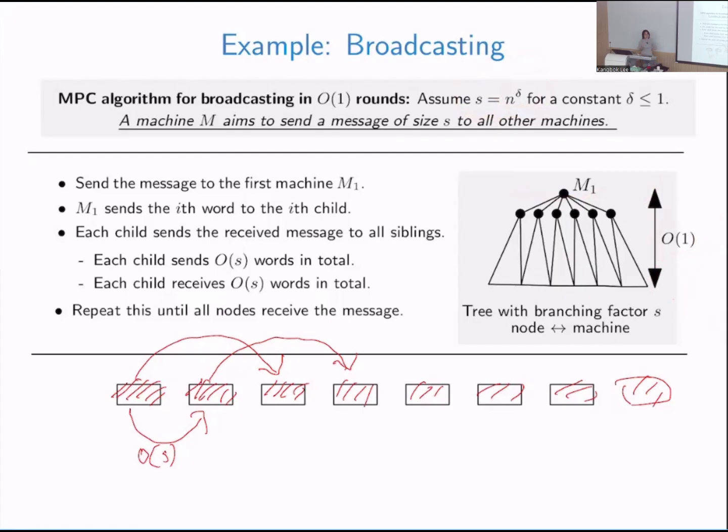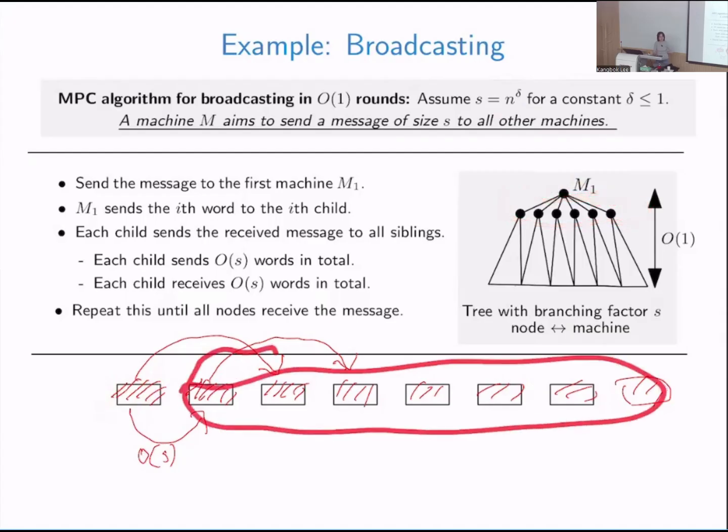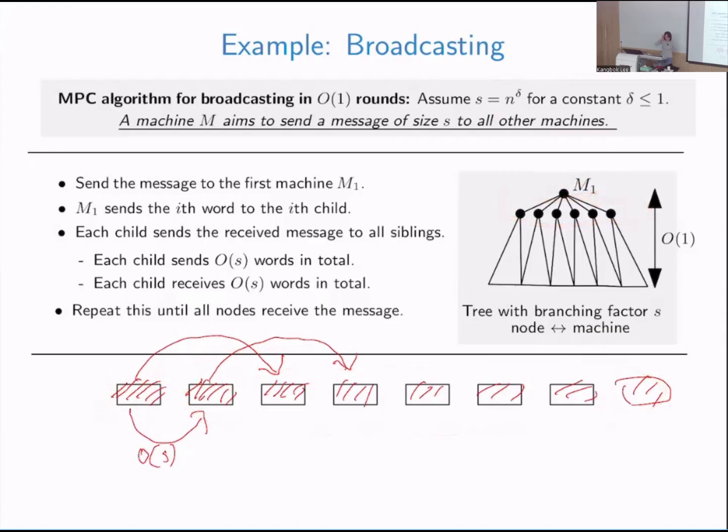Then the algorithm works as follows. In this tree, each node corresponds to a machine. So this root corresponds to the first machine, and its children correspond to the next S machines, and so on. In the first round, M1 has a message of size S. That is, this message consists of S words.